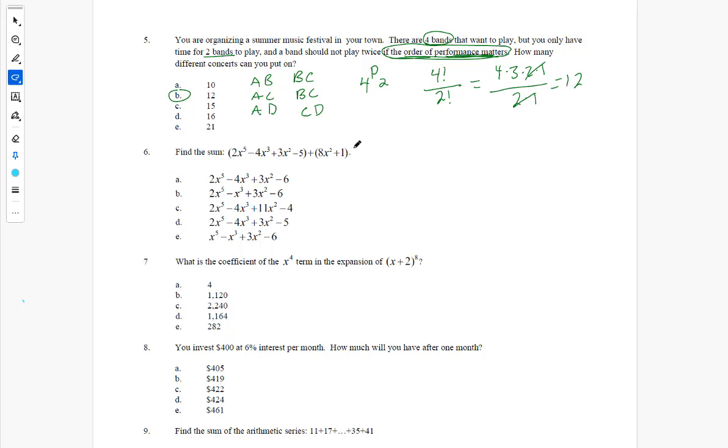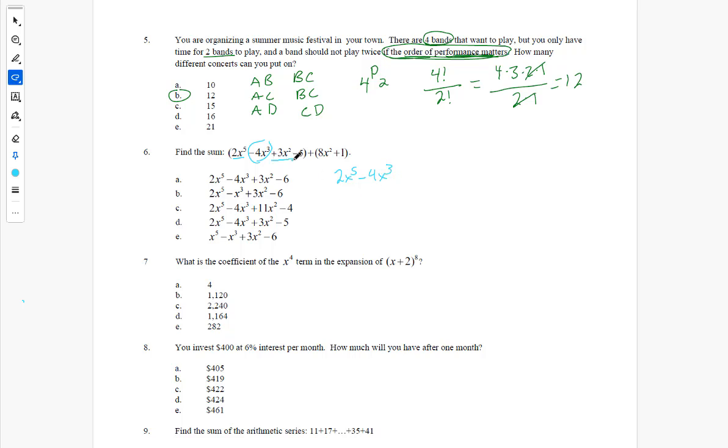Find the sum right here, which means these are polynomials. We're going to combine like terms. So 2x to the 5th, there's no other x to the 5th, so we're going to have a 2x to the 5th, and no other x cubed, so we're going to have a minus 4x cubed.